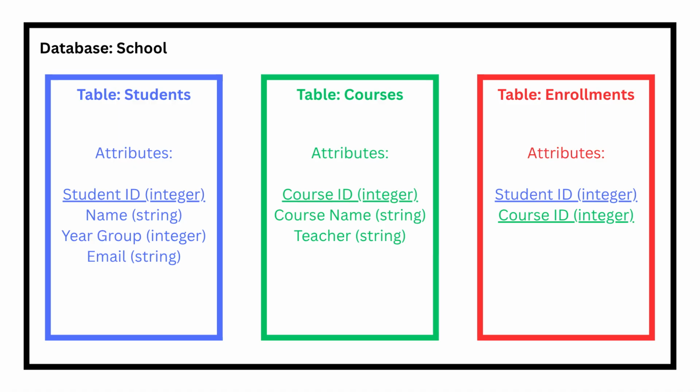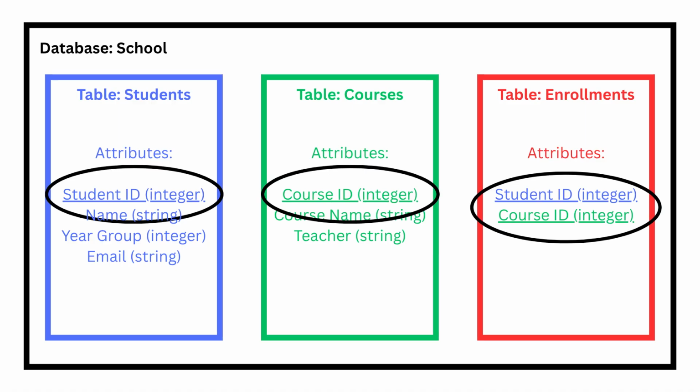In these tables, we have what is known as a primary key. This is a unique identifier for each item in the table, so each row. And in this case, it is the student ID or the course ID. Primary keys can be just one value, or they can be made up of multiple values from the table.